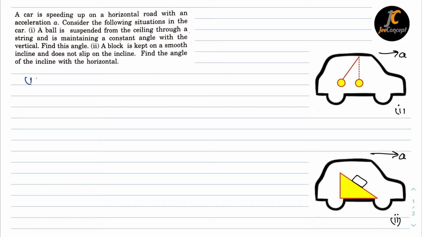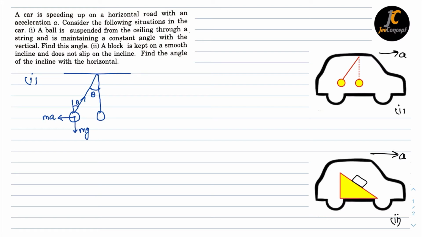So for the first part, let me draw this suspended ball here. So this is the ball, and when the car is accelerating, it is making an angle theta, right? So there will be the mass of the ball, the mg force acting downward. Due to the acceleration of the car, there will be a force acting at the back end, equal to m into a, and the tension is developed in the string, right? Now this tension is making an angle theta here.